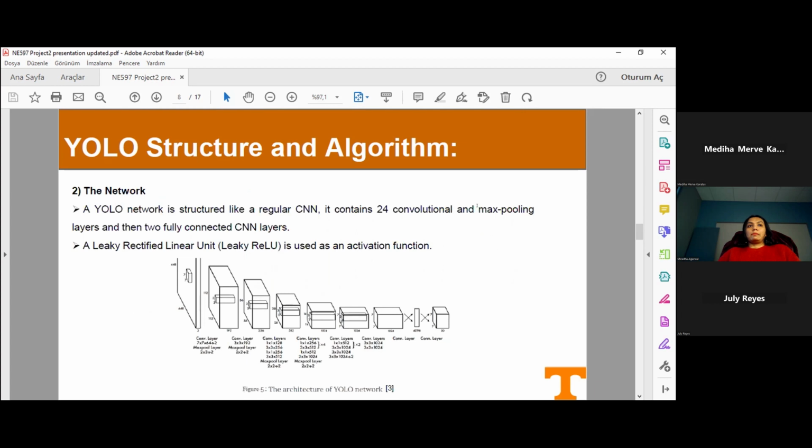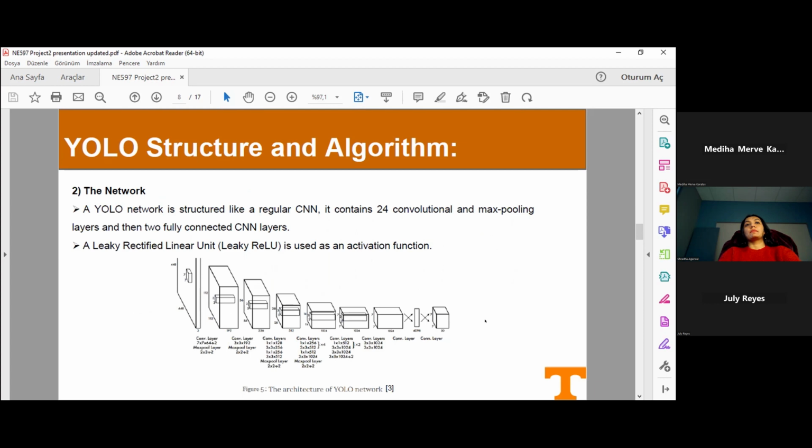The network. The YOLO network is structured like a regular CNN. It contains 24 convolutional and max pooling layers, and then 2 fully connected layers. Leaky ReLU is used as the activation function. YOLO is a clever convolutional neural network for doing object detection in real time.